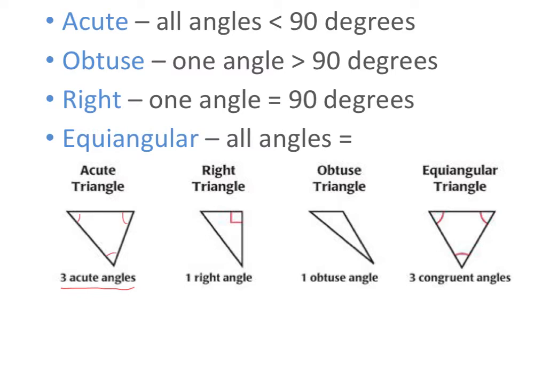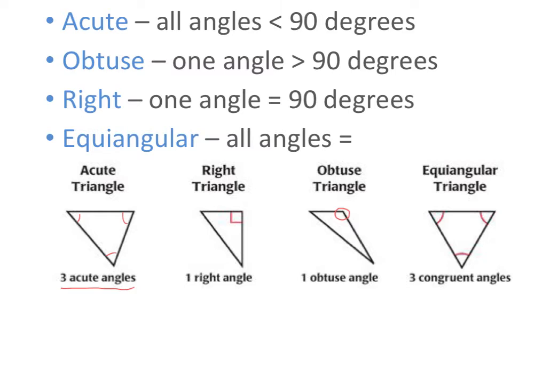And then we've got a right triangle where one of the angles is a right angle and then the other two are acute. One obtuse, where we have, this would be our obtuse angle, right? One angle that's greater than 90 degrees and the other two are acute. That would be an obtuse triangle.